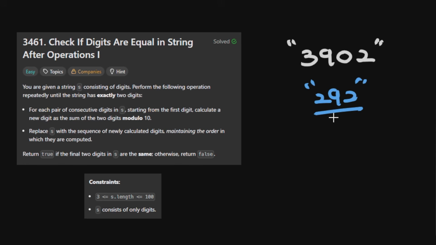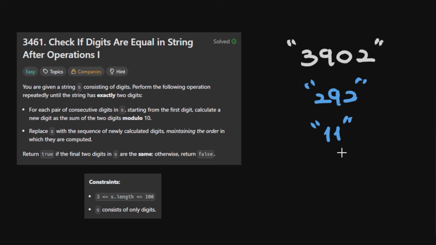Now this is the new string, and we need to repeat the same process. So we take adjacent elements, and here 2 plus 9 is 11, modulo 10 is 1. So the new string includes a 1. Here 9 plus 2 is 11, modulo 10 is 1. We add another 1. And now we have only 2 digits.